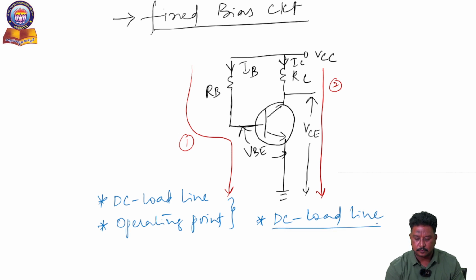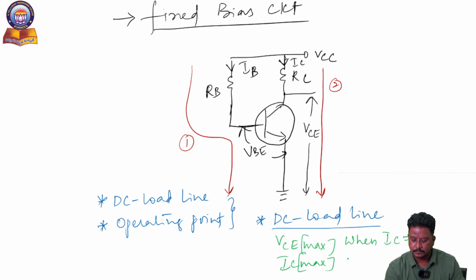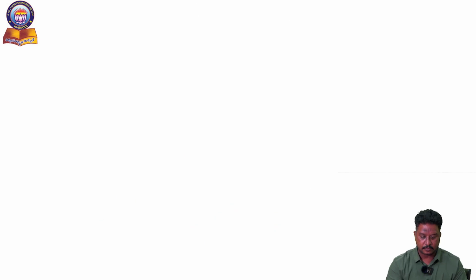So in order to locate first the DC load line, we require the 2 conditions. One is VCE maximum when IC is equal to 0. The next one is IC maximum when VCE is equal to 0. So from this definition, first I want to concentrate on the DC load line of a fixed bias circuit.